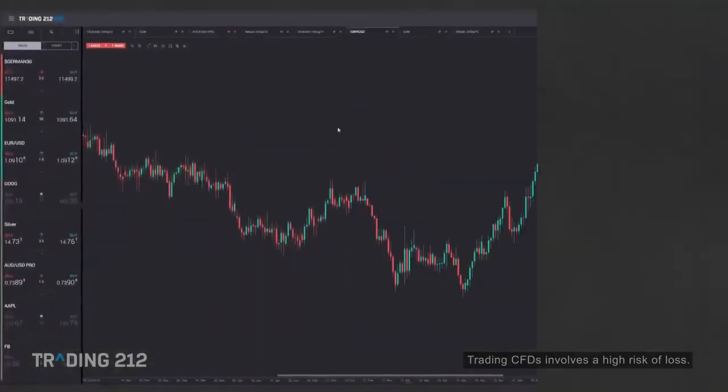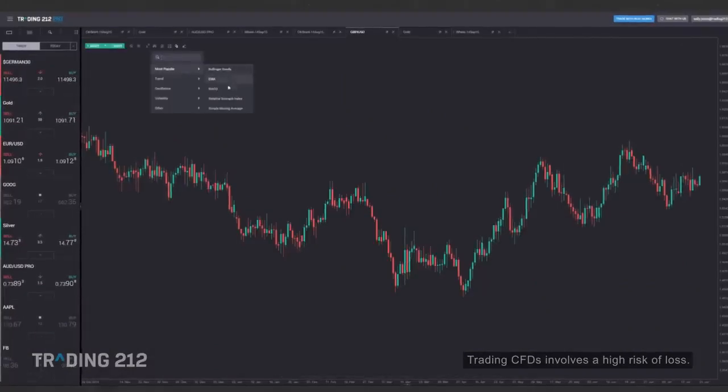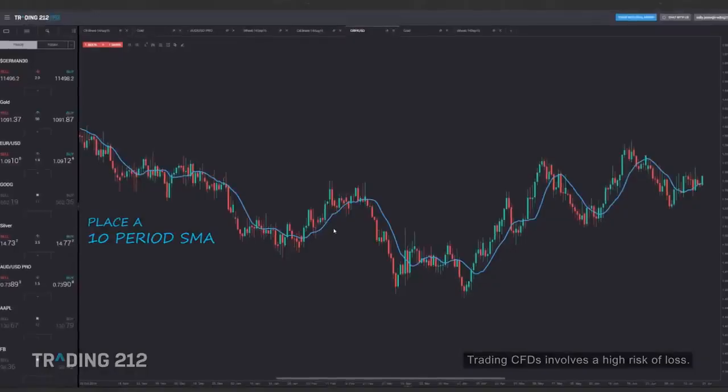On a daily chart for the pound US dollar, we will now place a 10-period simple moving average and a 20-period simple moving average.